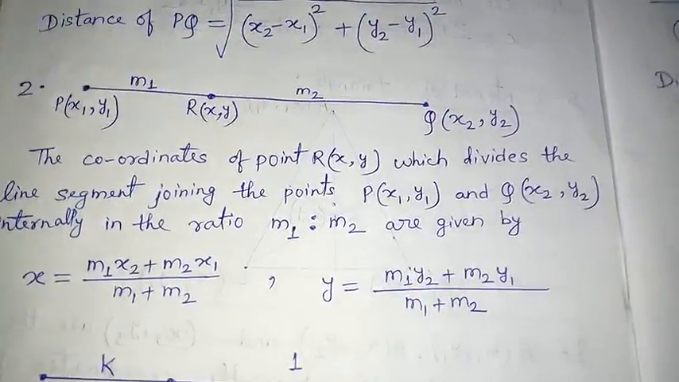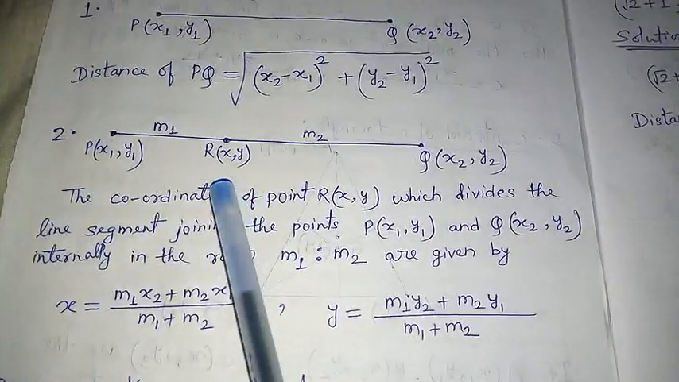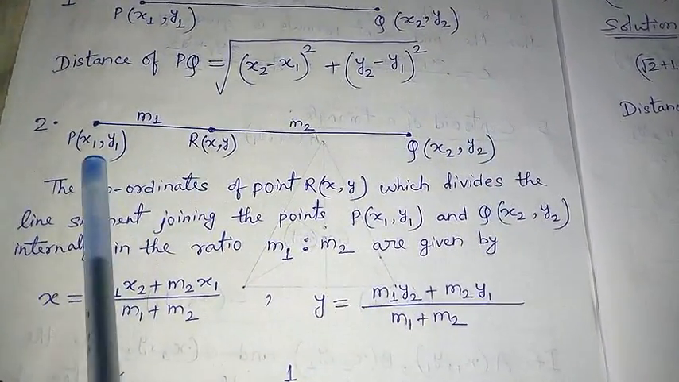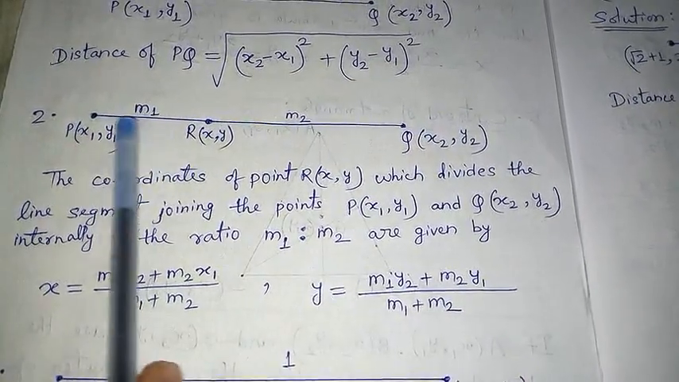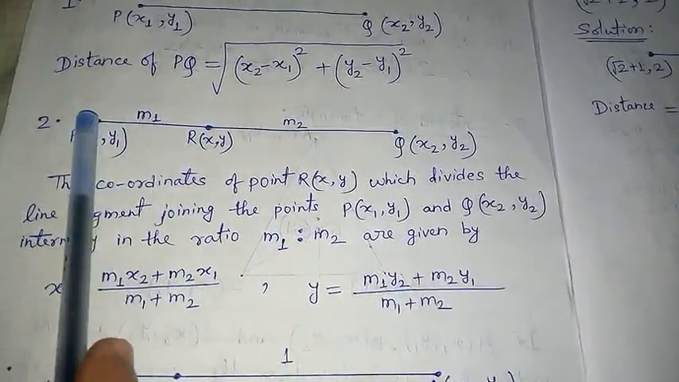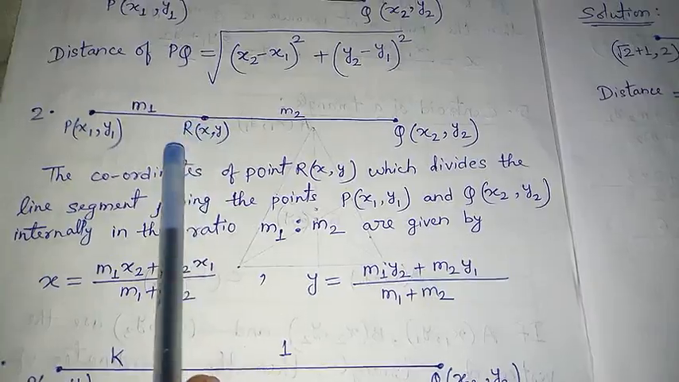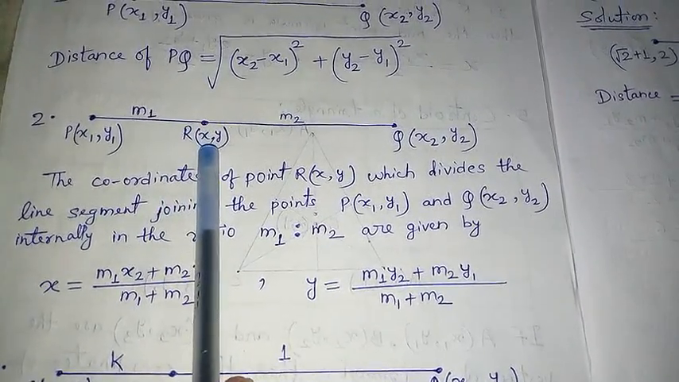So that is the formula I showed you. Now I will discuss the second formula. There is a straight line, and this is the first point, this is the second point, and somewhere else, anywhere on this path, there is one point R whose coordinate is named xy.